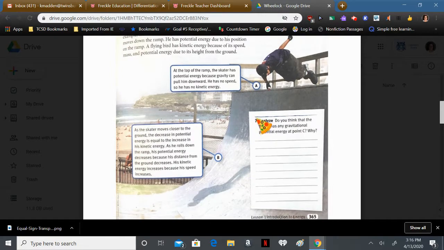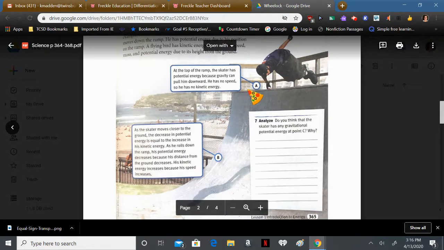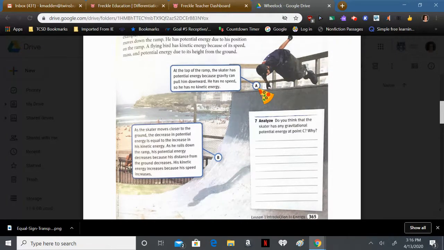So letter A, here's our skater. At the top of the ramp, the skater has potential energy because gravity can pull him downward. He has no speed, so he has no kinetic energy. Down the ramp, letter B. As the skater moves closer to the ground, the decrease in potential energy is equal to the increase in his kinetic energy. As he rolls down the ramp, his potential energy decreases because his distance from the ground decreases. His kinetic energy increases because his speed increases.